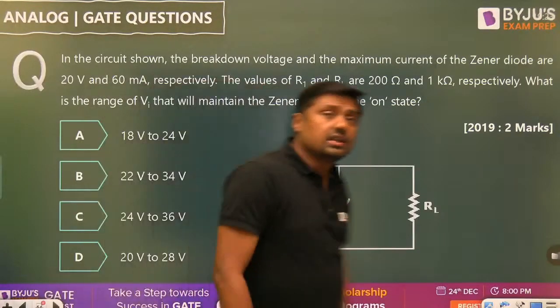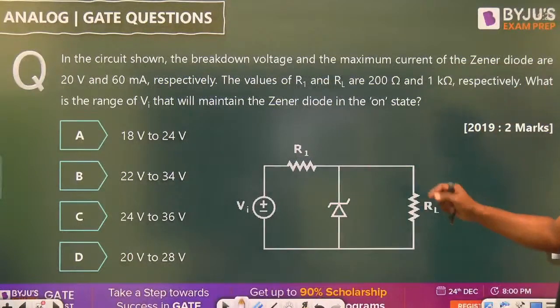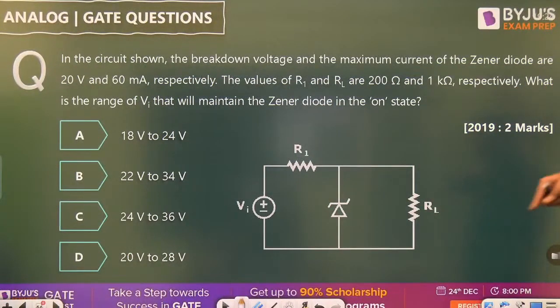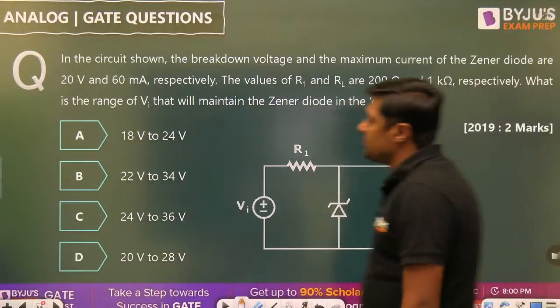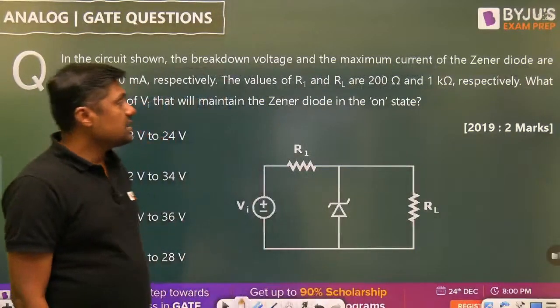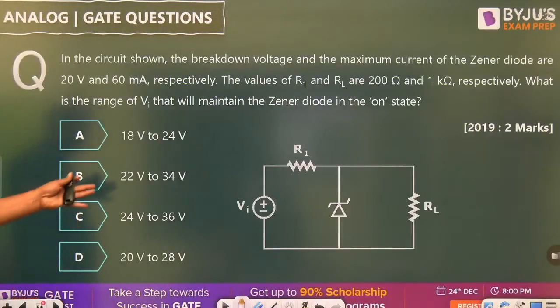Okay, Zener diode voltage regulator. What is the answer? This was asked in 2019, again in 2020, again in 2022. We have to find the minimum and maximum value of the input voltage. How are we going to find it? So that 4 options are given here.